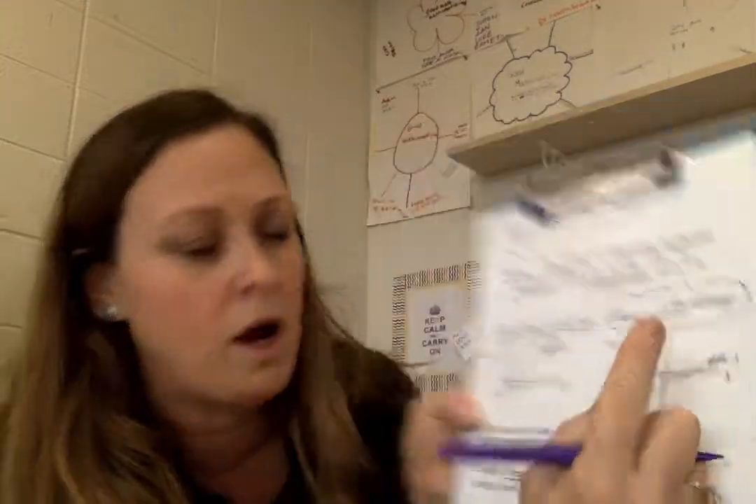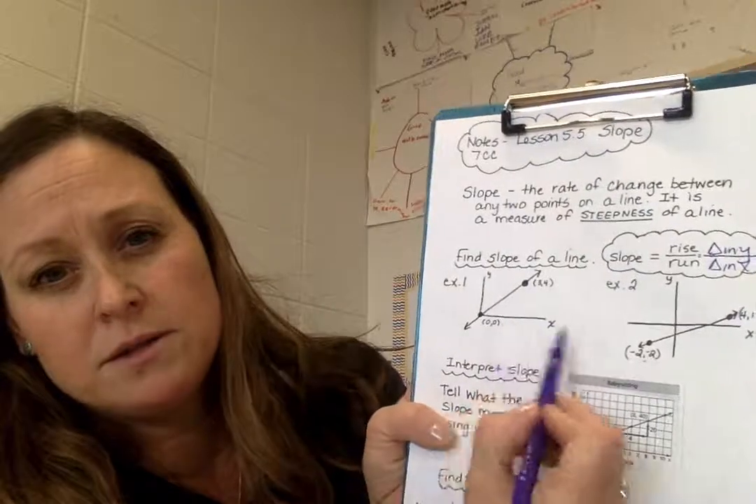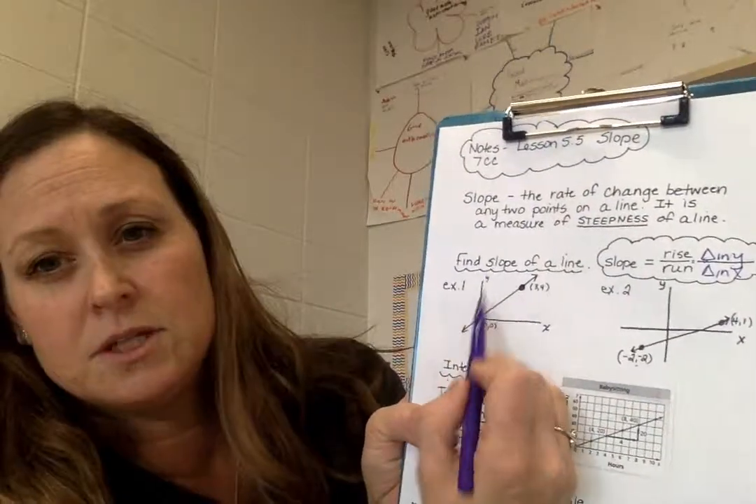When we're finding slope on a line, we're going to use the formula that it's rise over run. Rise refers to the change in y, so make sure you complete that change in y over the change in x values. So on my graph, x is my run, y is my rise.